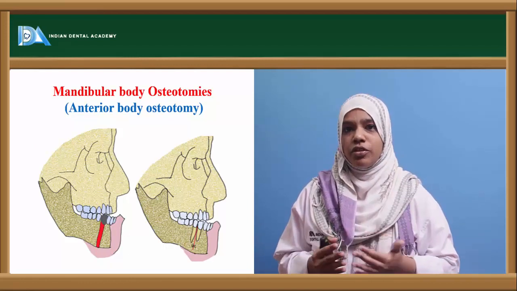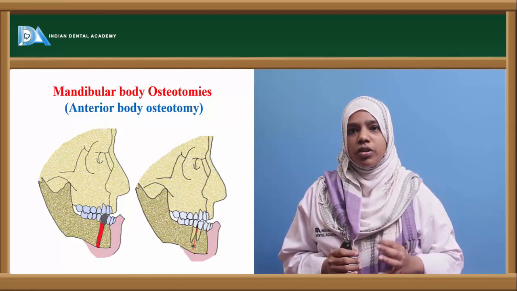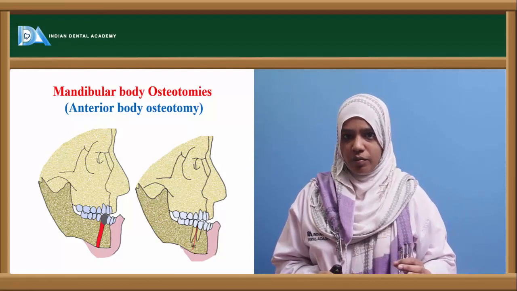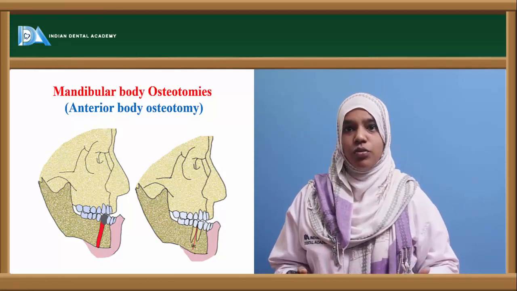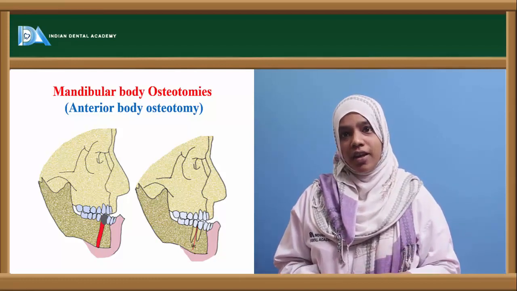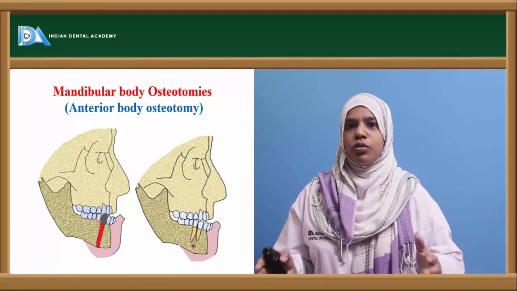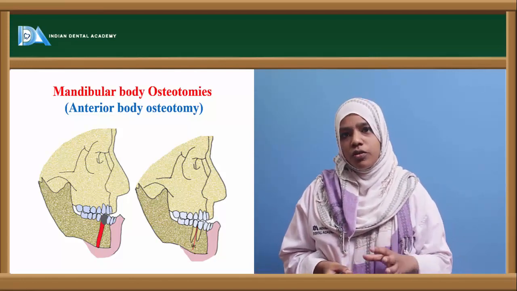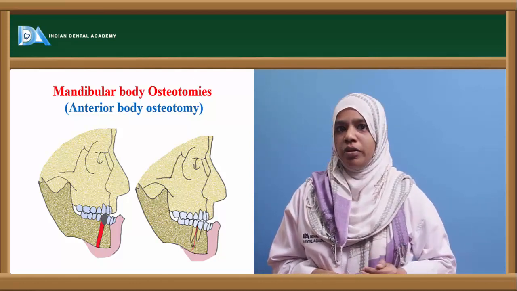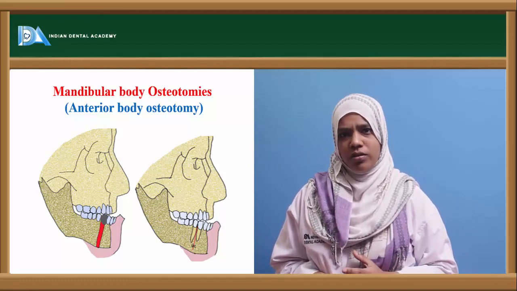Now, what is the exact procedure? In anterior body osteotomy, you will give a vestibular incision bilaterally in the premolar region, first and second premolar, and if you need better access, you can extend your incision towards the molar. Basically, it is said that whenever you're doing an osteotomy, you will involve a tooth anterior and posterior to the osteotomy cut. Most of the time, we extract either the first or second premolar depending upon the requirement, and we do the osteotomy cut through these extraction sockets.